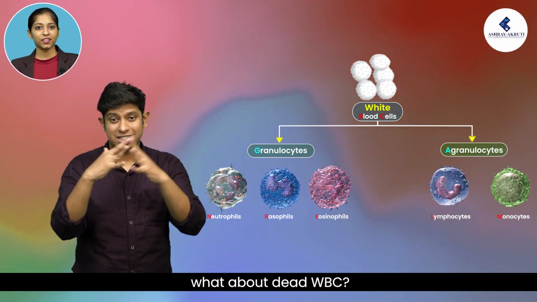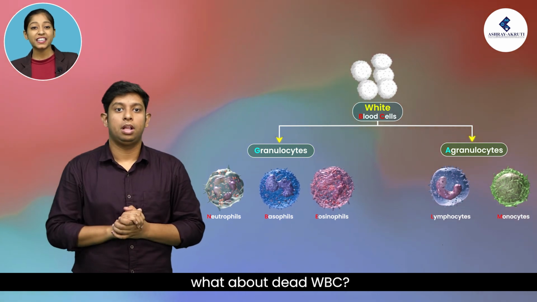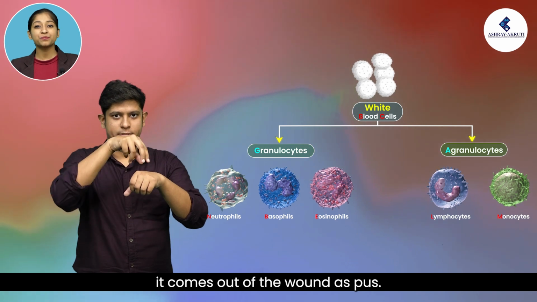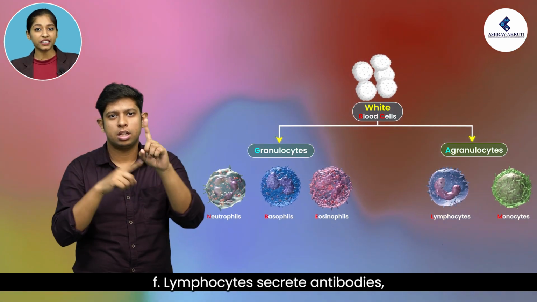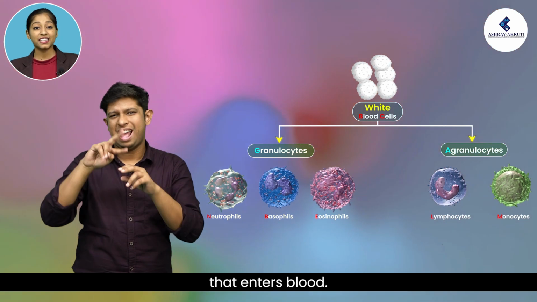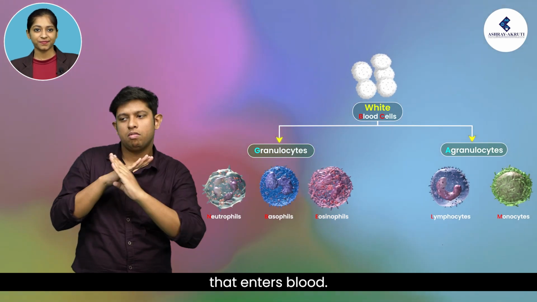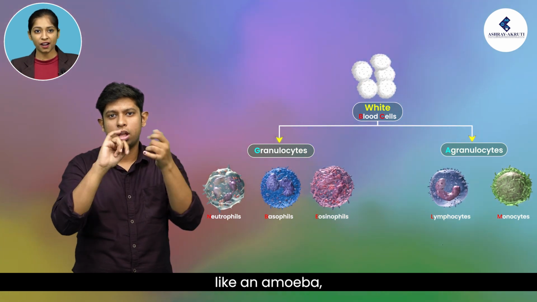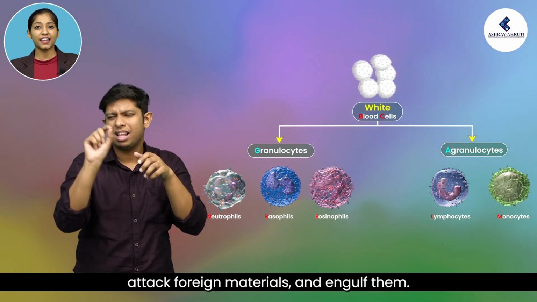And what about dead WBC? Yes, it comes out of the wound as pus. Lymphocytes secrete antibodies to guard against foreign material that enters blood. Monocytes move like an amoeba, attack foreign materials and engulf them.